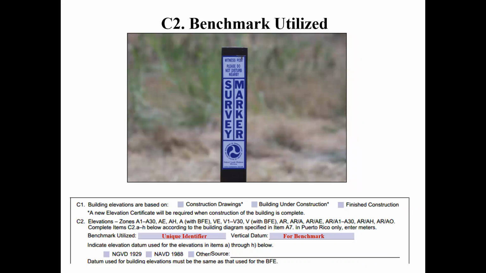And then the benchmark. So the benchmark is for C2, and it asks for the benchmark utilized and the unique identifier, and then the vertical datum. So definitely two important things to look at as we're reviewing these. So you may have seen some of the benchmarks that are out in the world. Sometimes they're embedded in bridges or trees or sidewalks. You can find them in different places in the city.